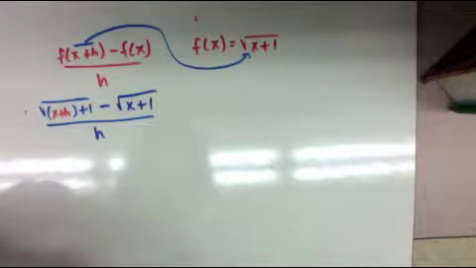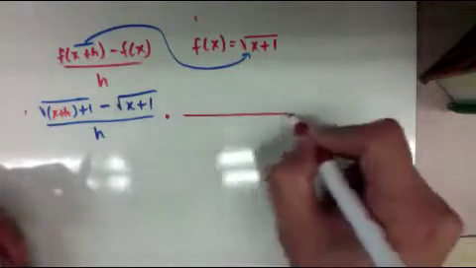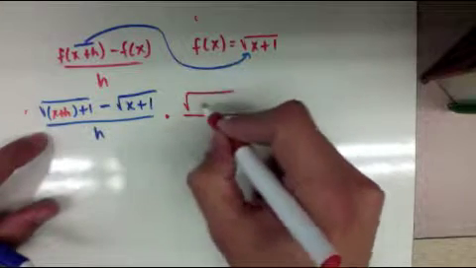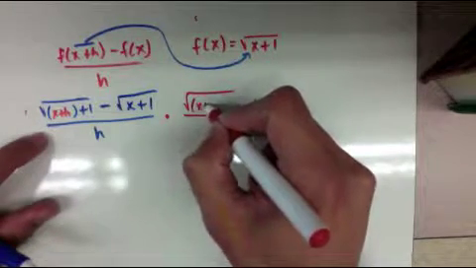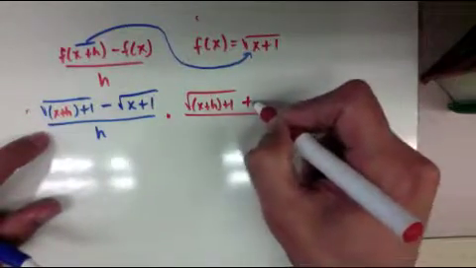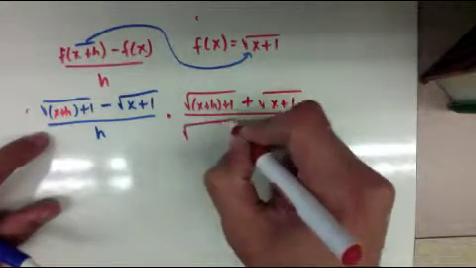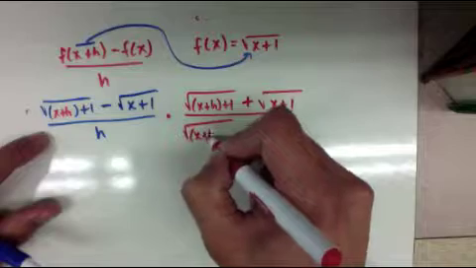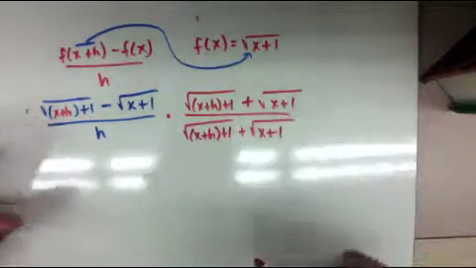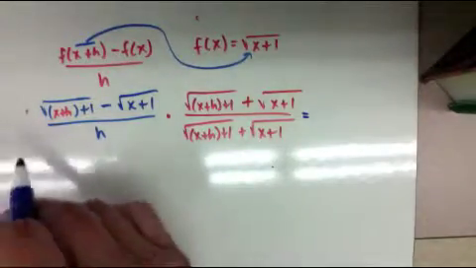Now if you notice what I have here, it's a radical, so I have to multiply it by the conjugate. So I'm going to multiply by the square root of x plus h plus 1. Instead of minus, I'm going to put plus the square root of x plus 1. And remember, I have to do that to the denominator as well. Okay, so what's going to happen? Let's go ahead and simplify that.